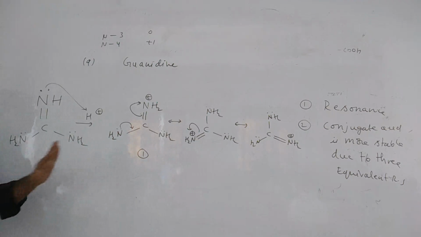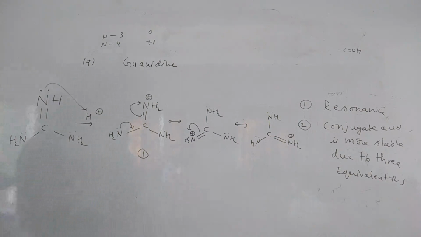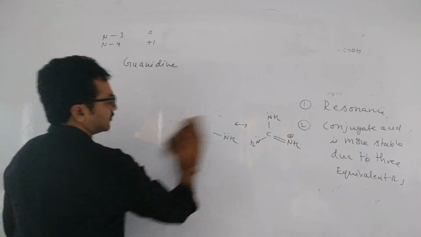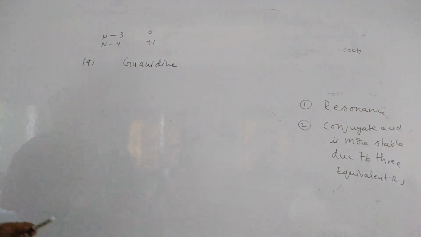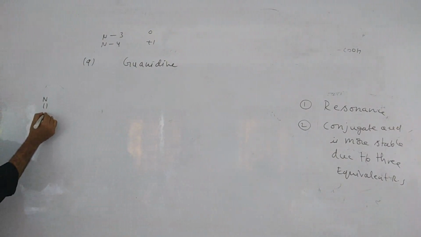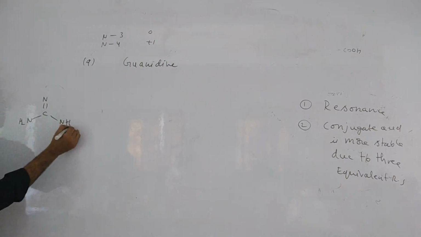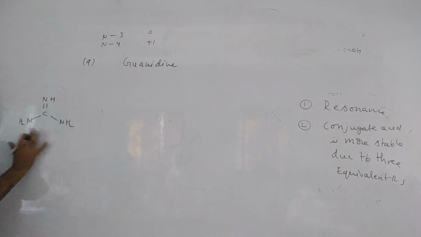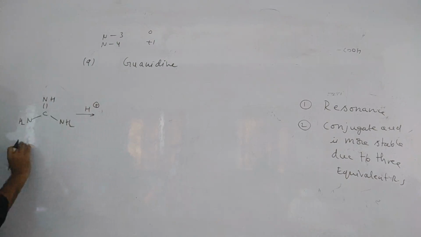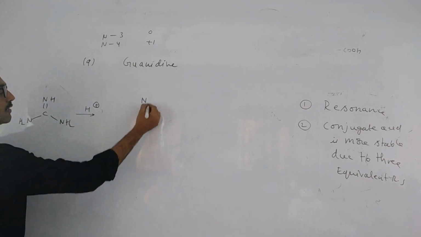So how will you remember? Shall I write it again? Okay. So same structure only, see. How to write? This is your guanidine. First N double bond C, single bond NH2, single bond NH2. And this is the first structure. After taking H plus, on one you write 4 bonds. That's all.